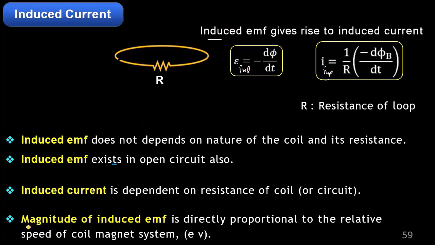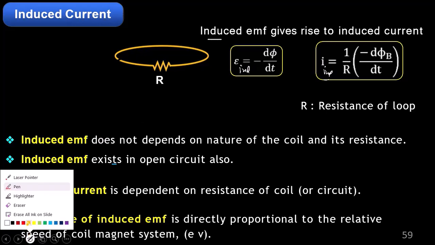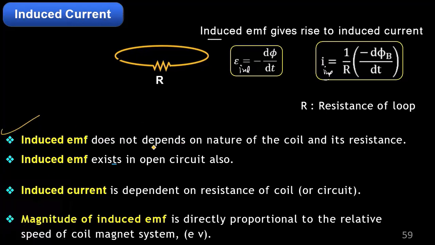Now, an important point regarding the induced EMF is that it does not depend on the nature of the coil and its resistance. Why? Because for the induced EMF only d phi by dt matters. So phi is not dependent on the material property. Which material is used to produce this wire is not important.